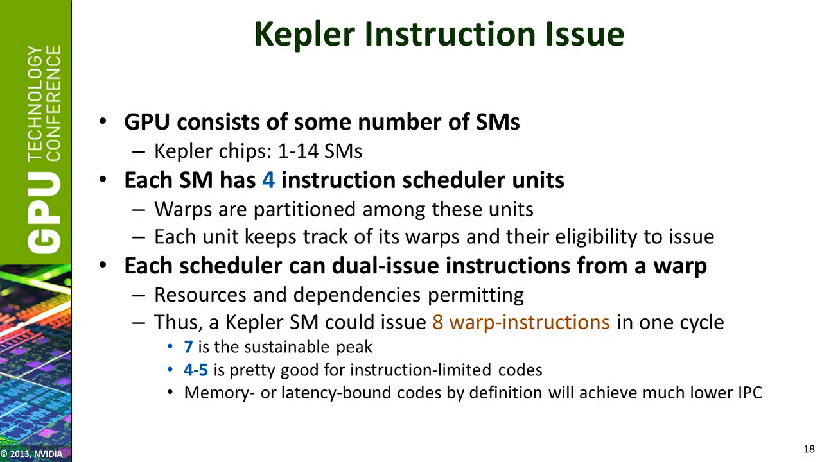Okay, so the question was, what are these numbers like for Fermi? Let me see if I can remember those off the top of my head. So Fermi has 2, it depends on the Fermi chip. So the high-end compute chips, they have 2 schedulers, and they do not do dual issue. But Fermi, on the flip side, has more SMs. It has up to 30 SMs.